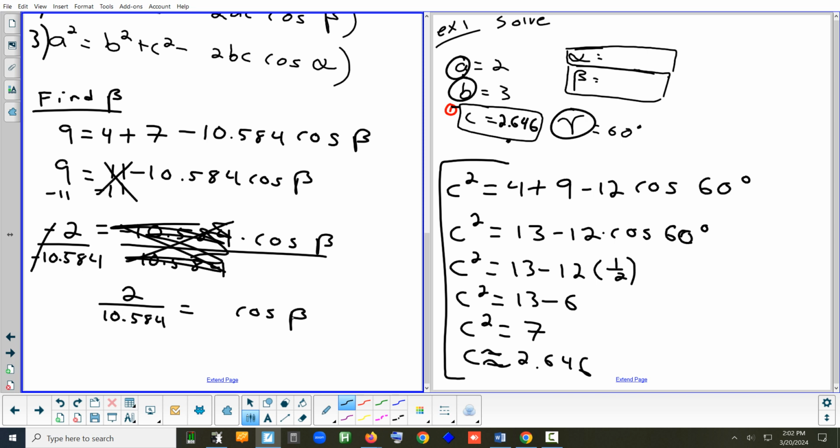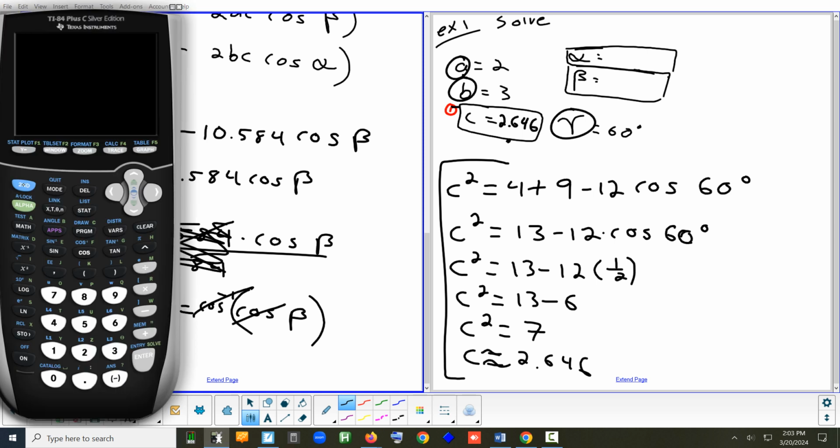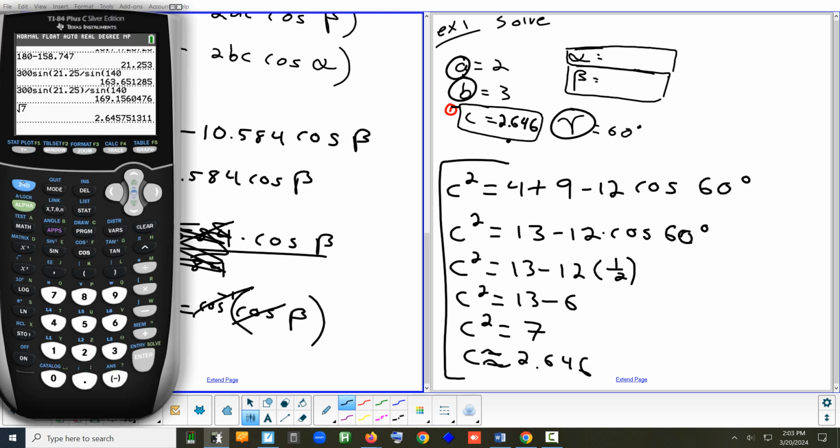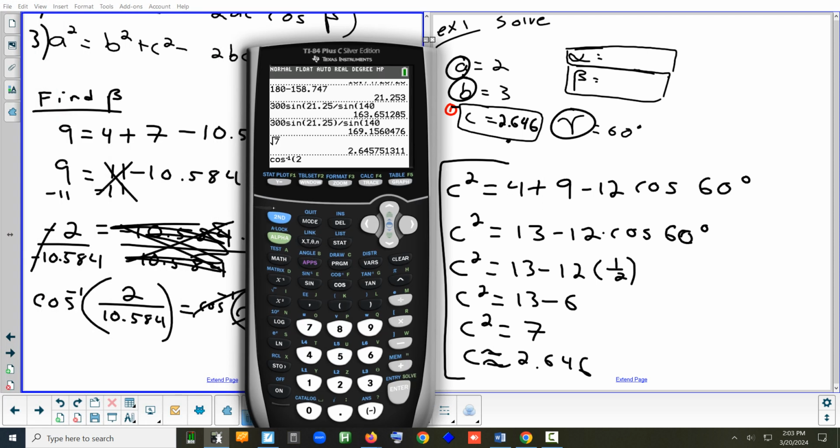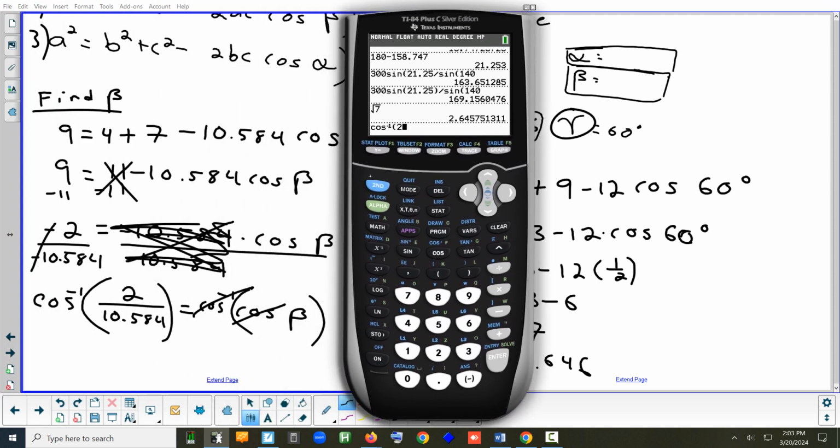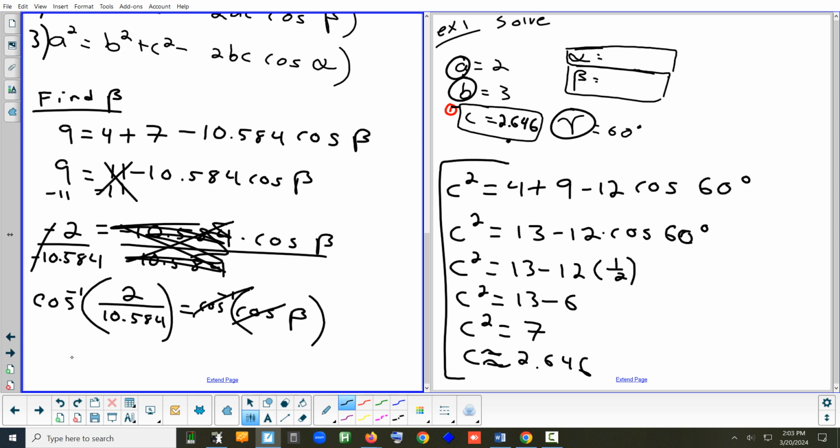What's the last thing you have to get rid of? The cosine. You gotta get rid of the cosine and then we will know beta. What do we do on each side to get rid of it? Inverse cosine. Yep. Take the inverse cosine. And whatever that comes out to, that is our answer for beta. So inverse cosine of 2 divided by 10.584. 79.108. 79, perfect. 79.108.